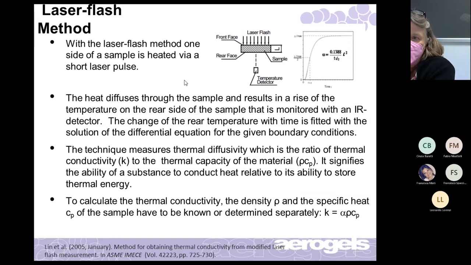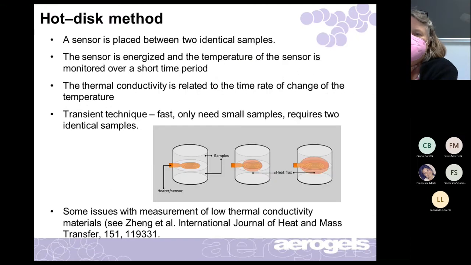And then the last of the methods I'll talk about is the hot disk method. And this is what we use at Union College. You have a sensor that is shown here in this orange color. In fact, the sensor is orange because it's made from Kapton. The sensor has wires embedded in it. And so you take a sensor and you place it between two identical samples. So again, for this technique, you need two samples.